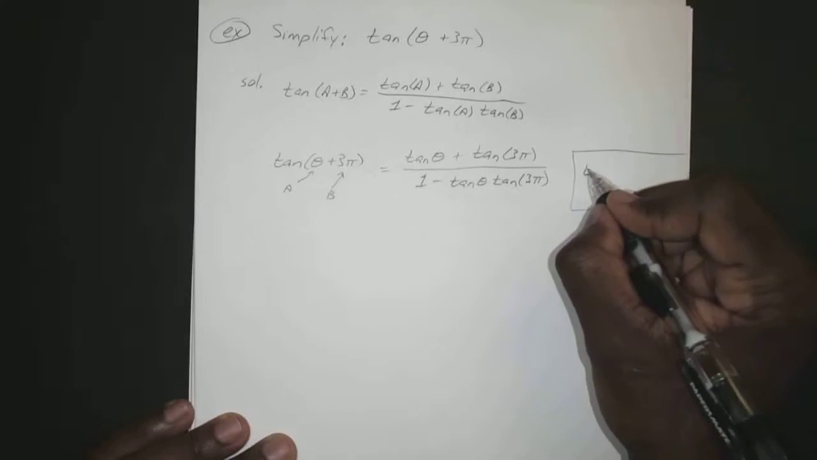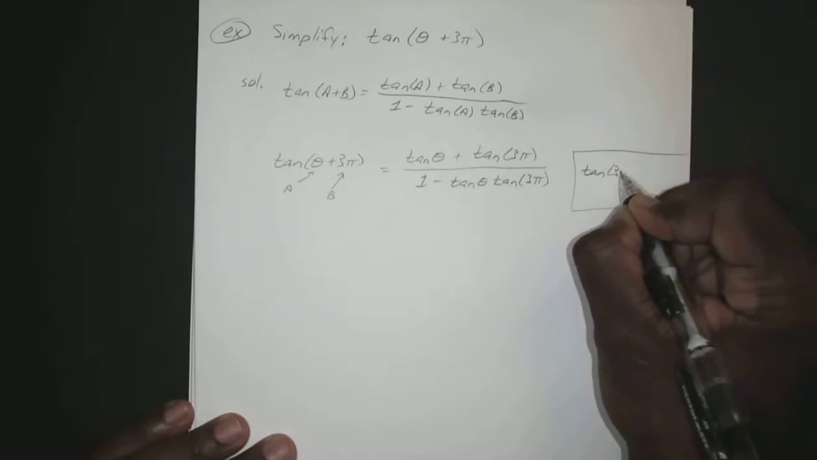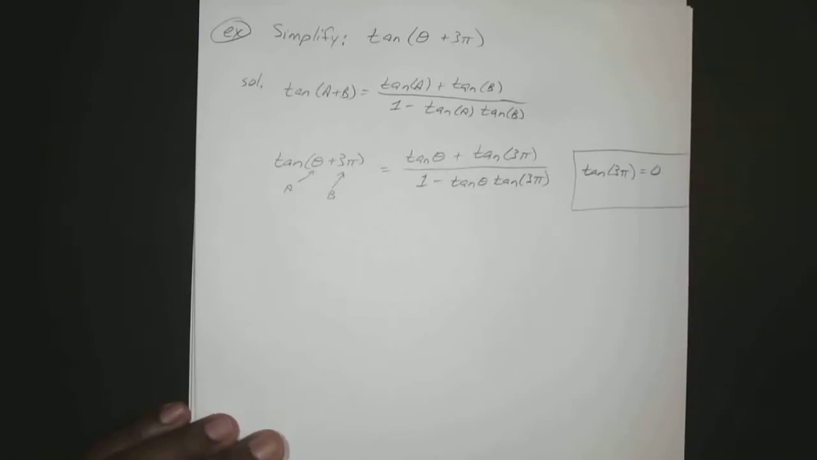Okay, so we know tangent of 3 pi is actually equal to 0, because it's sine of 3 pi over cosine of 3 pi. And sine of 3 pi is equal to 0, so you end up with 0 over cosine of 3 pi, which is 0.